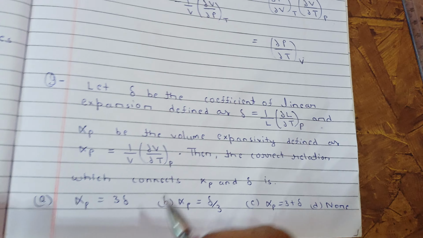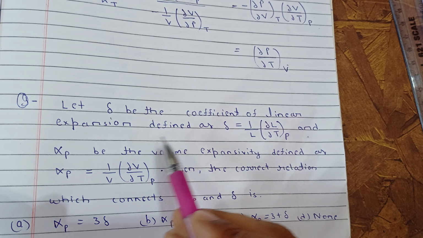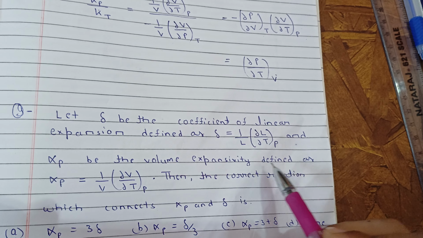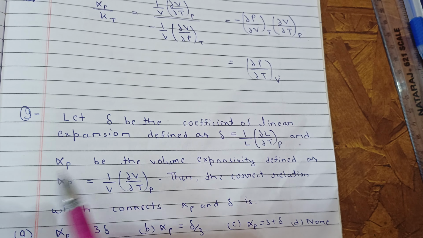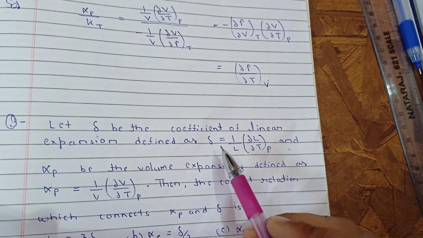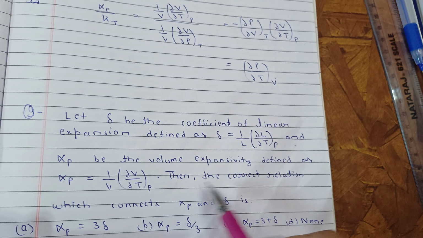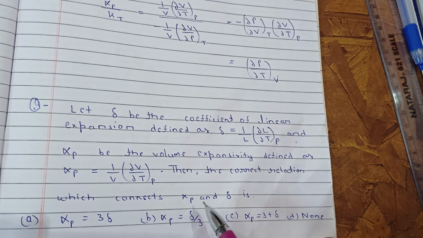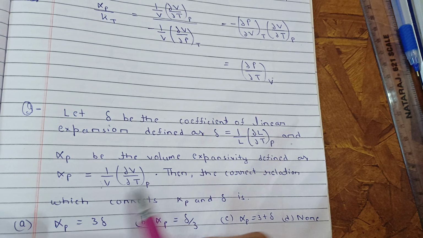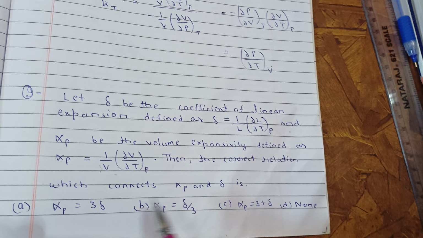Let's see one more question. Let delta be the coefficient of linear expansion defined as delta equal to 1 upon L, del L upon del T at P, and alpha p be the volume expansivity defined as this. So we were discussing the volume expansivity actually. So this is represented by alpha, and they said that linear expansivity is defined by delta. Then the correct relation which connects alpha p and delta is. So this is the complete volume expansion, this is the linear expansion. So how do they relate? So these are the four options.